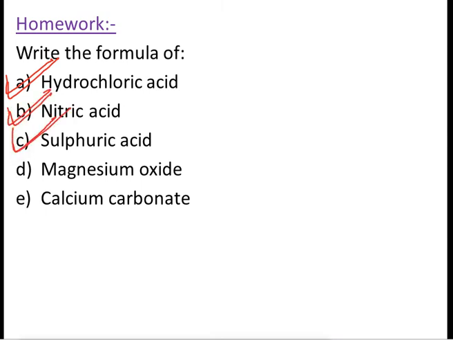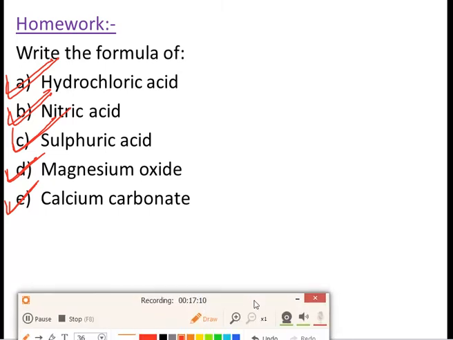Also, you have to write the formula of magnesium oxide. I have already discussed how to write the formula of magnesium oxide and zinc carbonate. On the basis of that, you will write the formula of magnesium oxide and calcium carbonate. So this is the homework for you all. Write this homework in the comment section so that I will also feel motivated to make more videos for you all, knowing that you have a clear concept of everything.